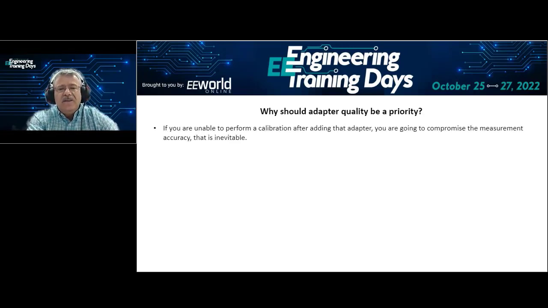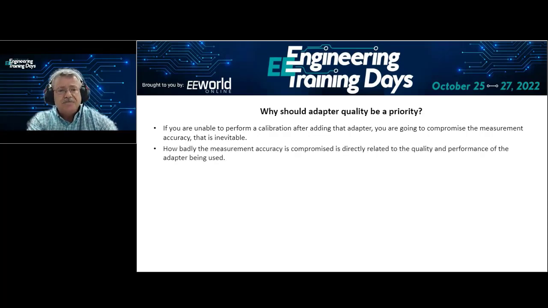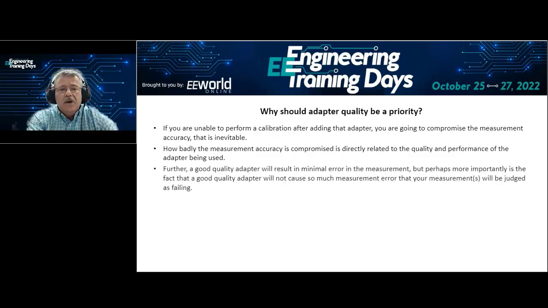And one thing that's 100% certain, you're going to compromise the measurement accuracy if you put an adapter on and you don't have the correct calibration kit to calibrate after the adapter. So it's inevitable that's going to happen. So that makes the adapter quality very important, and you'll see that when we get to the measurements. So how badly the accuracy is impacted by the quality of the adapter is pretty much directly related to what you're going to get in terms of measurement performance and quality. A good adapter will introduce minimal error.